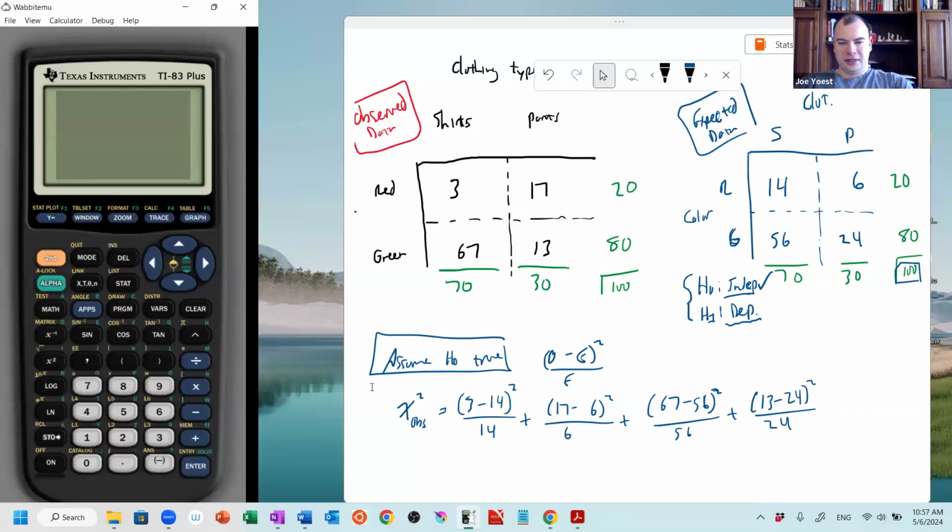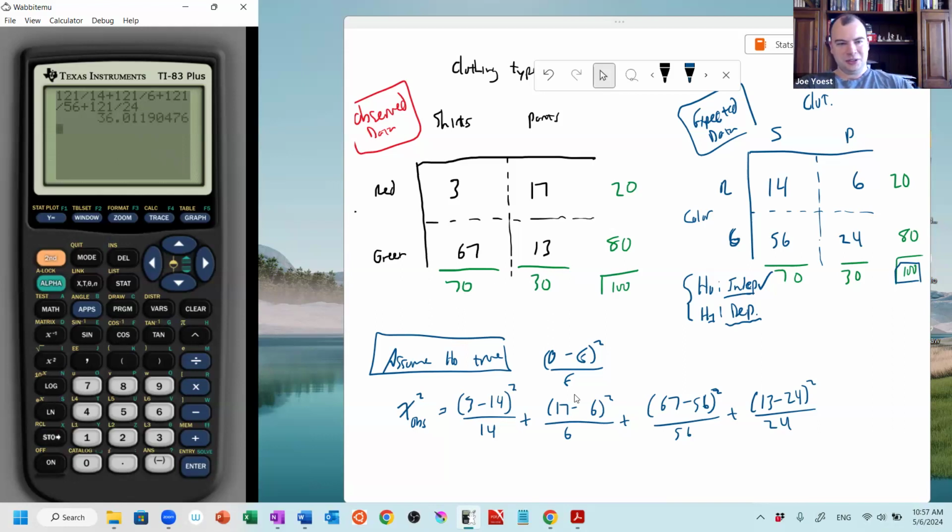All right, so I want to calculate this thing here. So this is what? 3 minus 14 squared. Well, that's 11 squared, or 121 over 14. Plus 17 minus 6 is also 11 squared, 121 over 6. 67 minus 56 squared, that's also 11 squared, or 121 over 56. I made this easy for me to do. And 13 minus 24 squared is also 11 squared, or 121 over 24. So it just happens that all the numerators are 11 squared, or 121. So I don't have to think too hard.